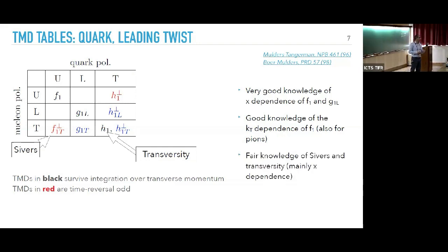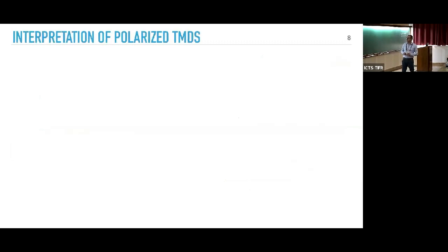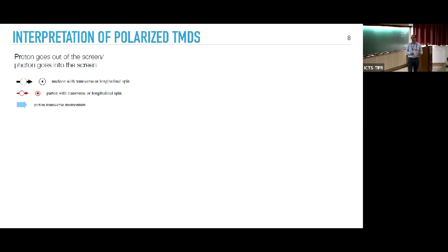We have a fair knowledge, maybe I can define it fair knowledge, of the Sivers and of the transversity transverse momentum distribution. And we have some hints about the others. Okay, so this is the general situation with the leading twist TMDs. The interpretation of this distribution is pretty well known.